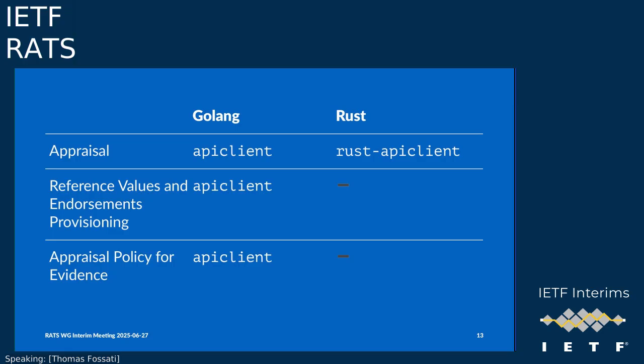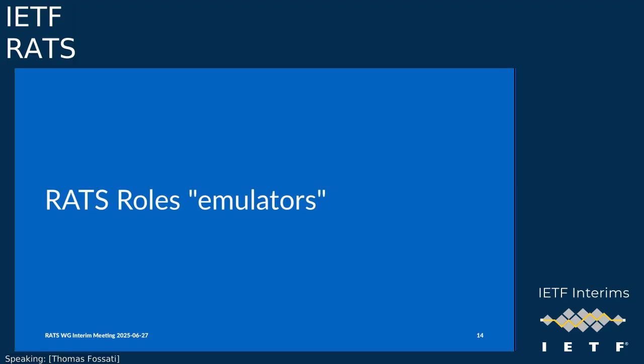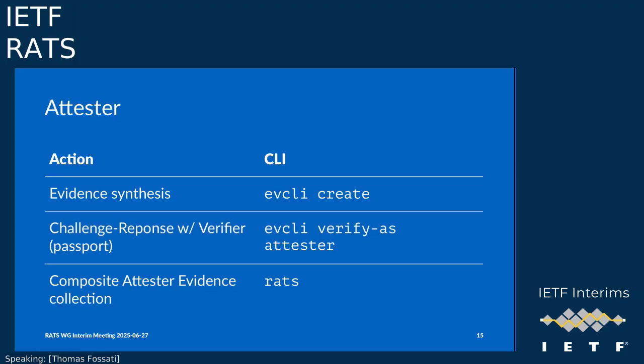Next, please. Then we wanted to talk about the emulators. These are mostly command line tools, with the exception of a system daemon, that use Veraison packages mentioned above to build more complex functionality. On the attester side, you can synthesize evidence and do the challenge-response with a verifier in passport mode using EVCLI, with two subcommands, create and verify as attester.